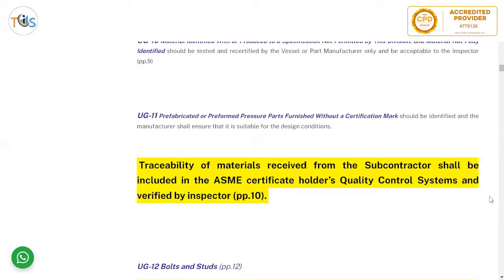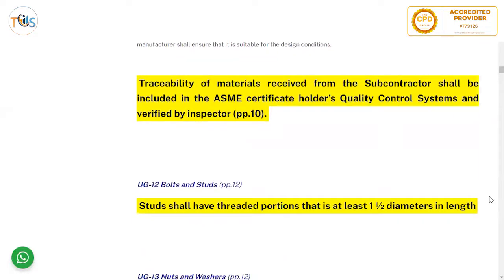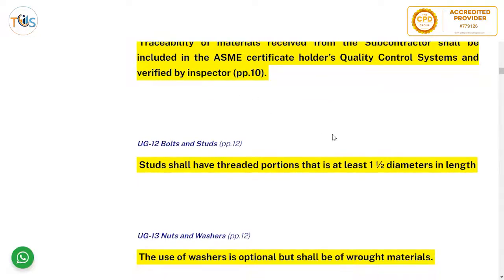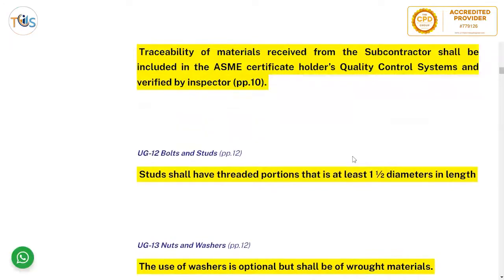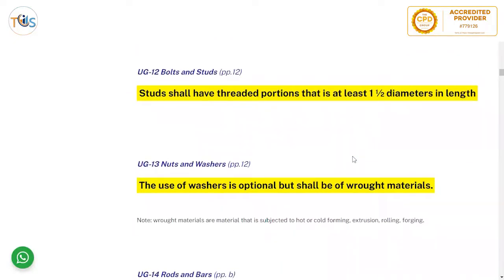Prefabricated or preformed pressure parts furnished without a certification mark should be identified, and the manufacturer shall ensure that it's suitable for the design condition. So again, it's the manufacturer who is responsible for this. The traceability of materials received from a subcontractor shall be included in the ASME certificate holder's quality control system and verified by the inspector. So it's always the inspector who verifies the material certificate and the material traceability, but it's the manufacturer who is ultimately responsible.